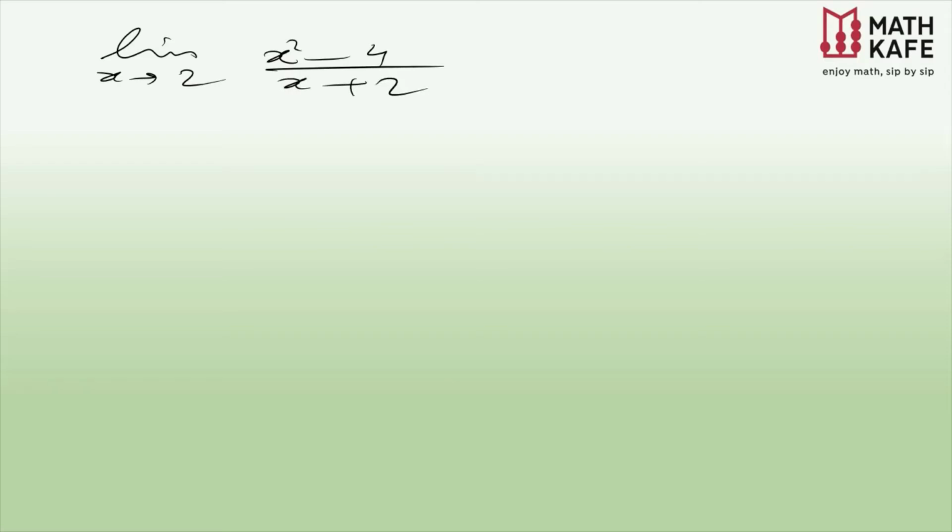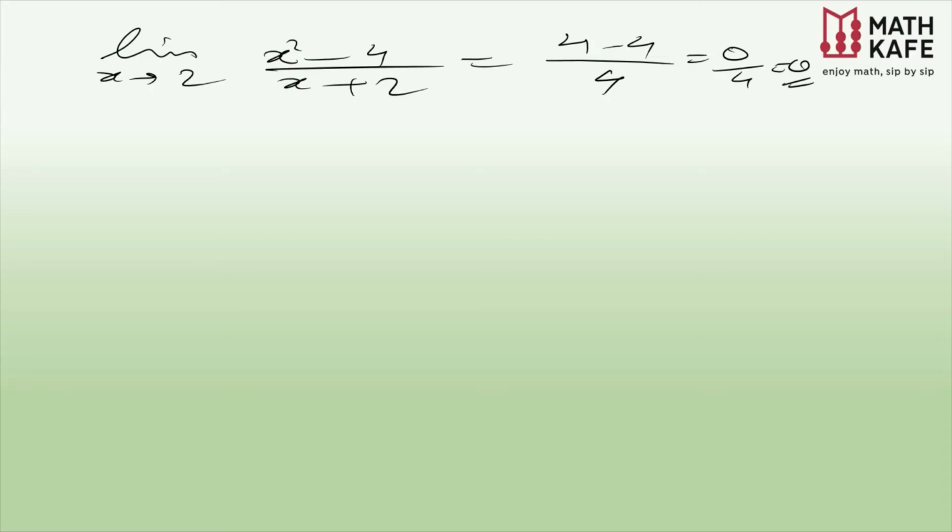Can I evaluate again? Yes, of course. This is not going to be 0. So straight away, the denominator is what? 2 plus 2, 4. We always confirm the denominator is not going to be 0. Numerator is what? 4 minus 4. So 0 by 4 doesn't matter. This is 0. You got the answer.